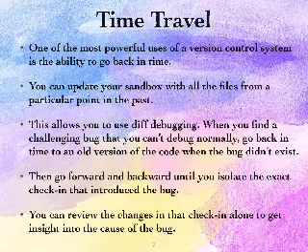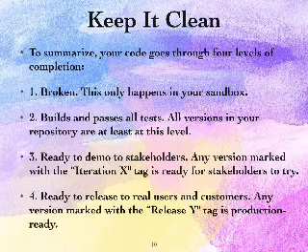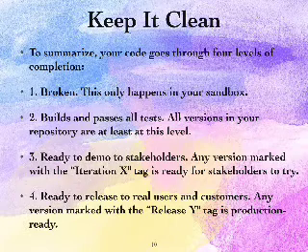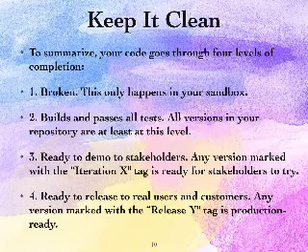To summarize all that we have seen, we will see that this code goes through 4 levels of completion. The first is the broken code. This happens only in your sandbox. Then you build and pass all the tests. All versions of your repository are at least at this level. So they should have passed through the build, and then they should have taken up all the tests.